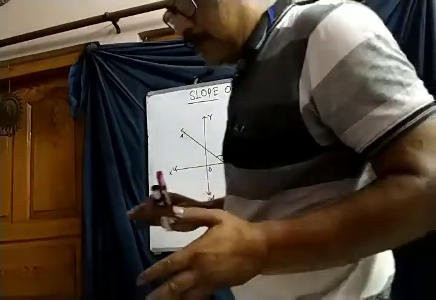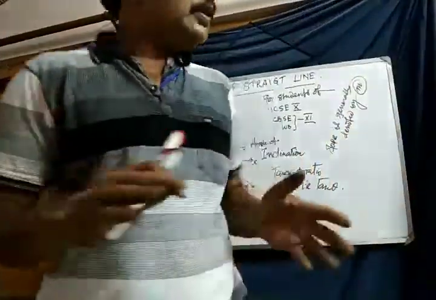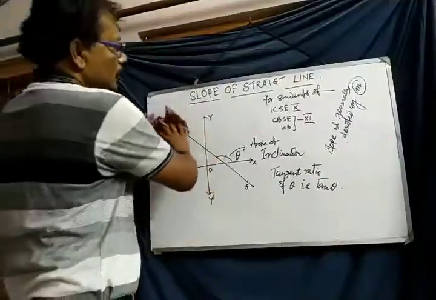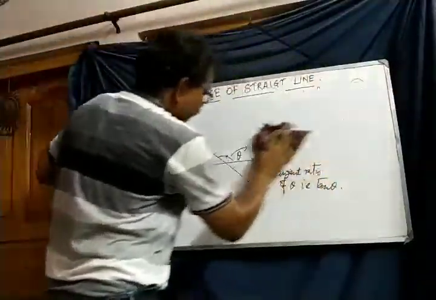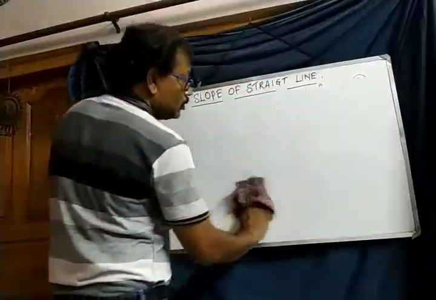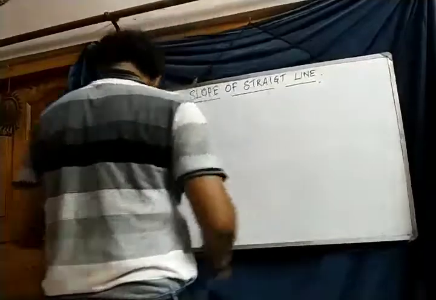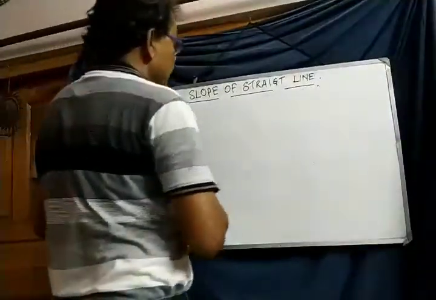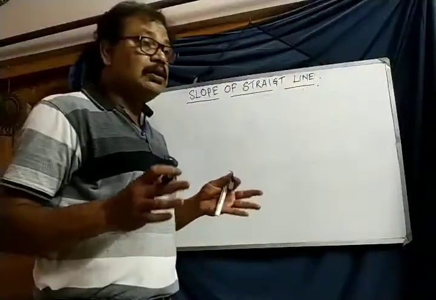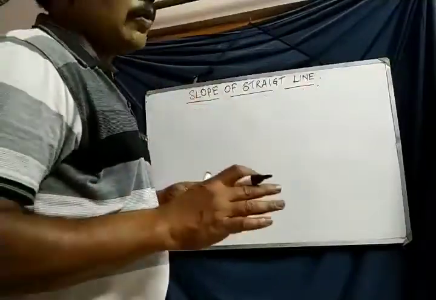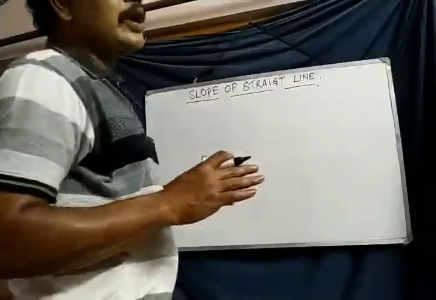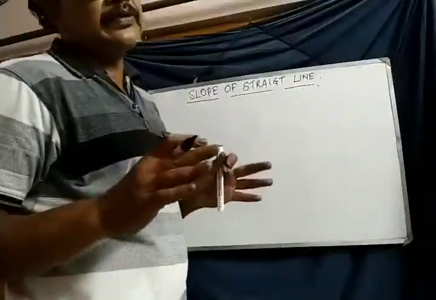Therefore, we have got a clear conception of slope. Now, we will go to the Cartesian system without the value of angle of inclination. How can we find out the slope of a straight line? Without the value of angle of inclination, how can we find out the slope of a straight line when 2 points on the straight line are given?